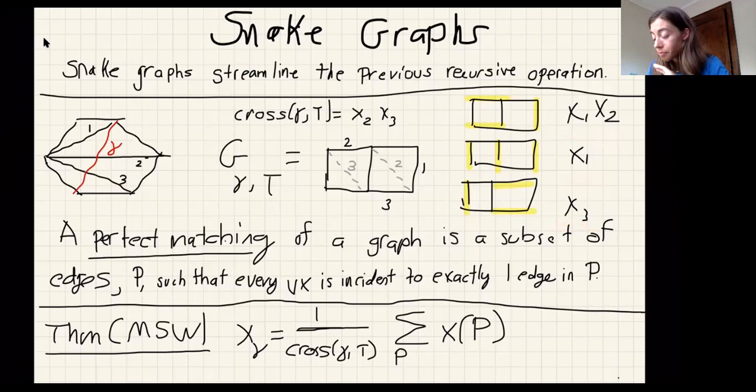And the theorem is that your expansion of your arc is simply this weighted sum of perfect matchings in the numerator, and the denominator is simply the arcs you cross. So here we just cross 2 and 3. Okay, so that's the main snake graph formula.